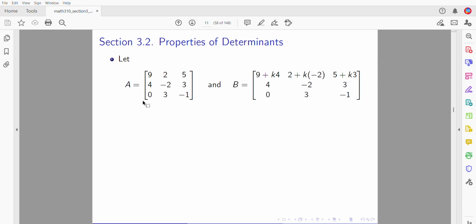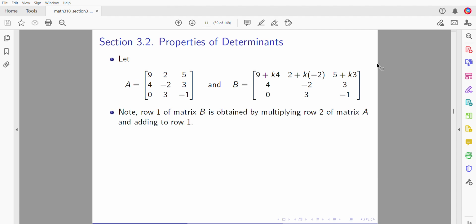So here is matrix A, here is matrix B. How is matrix B obtained? I took K times row 2, added it to row 1. It's an elementary row operation of type 3. Row 1 of B is obtained by multiplying row 2 of A by K and adding to row 1. Now use expansion along this.